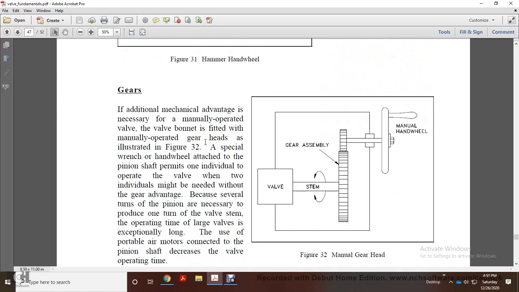Alright, gears. An additional mechanical advantage is necessary when a manually operated valve is binding, so it is fitted with manual operated gear heads as illustrated in Figure 32. With a special wrench on the hand wheel attached to the pinion shaft, one individual can operate the valve, while two individuals might be needed without the gear advantage. Because several turns of the pinion are necessary to produce one turn of the valve stem, the operating time of a large valve is exceptionally long. The use of portable air motors connected to the pinion shaft decreases the valve operating time. It shows a manual gear head, valve stem, gear assembly, and hand wheel.